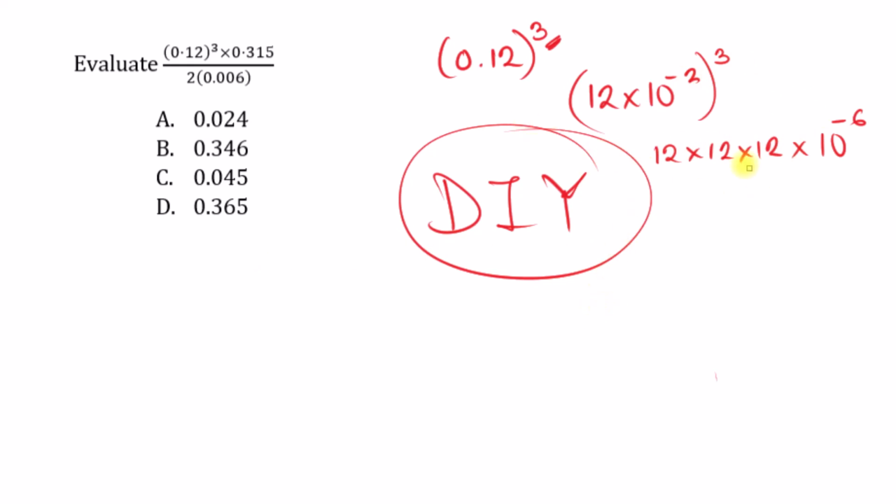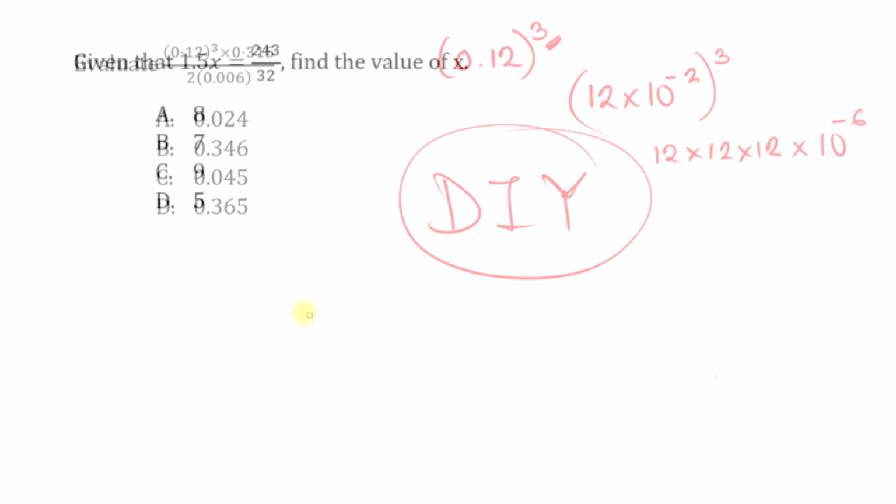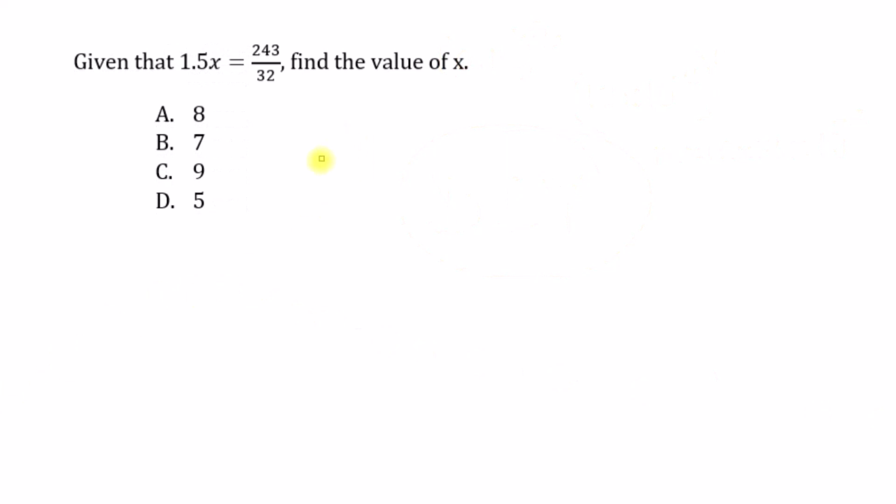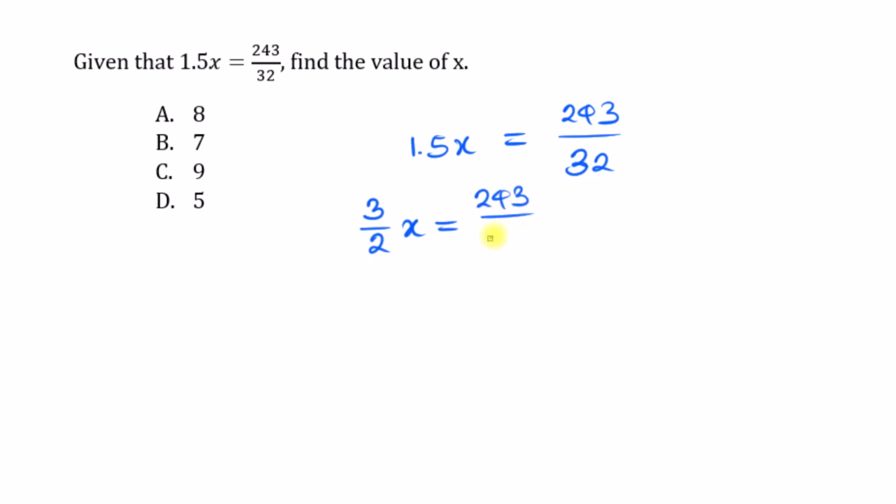Okay, I've already done the bigger thing for you. Just lay hand on it and see what you're going to come up with. Okay, this is quite a walkover too. We have 1.5x, so 1.5x is the same as 243 over 32. We have to find the value of x. Okay, 1.5x itself is 3 over 2 x, being expressed as 243 over 32.